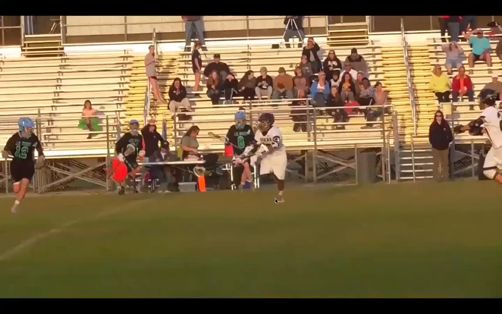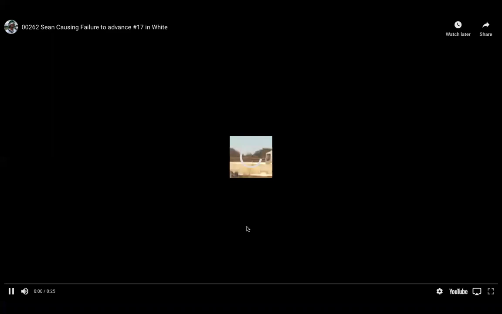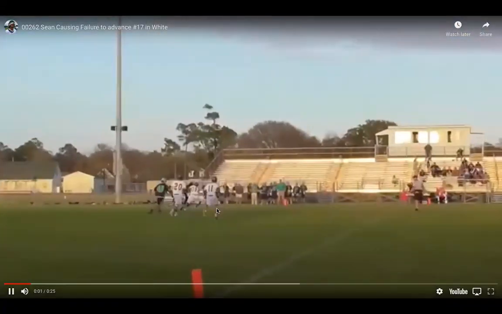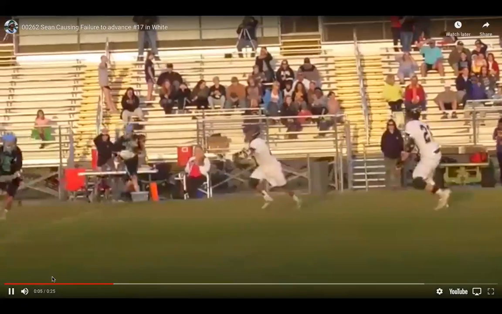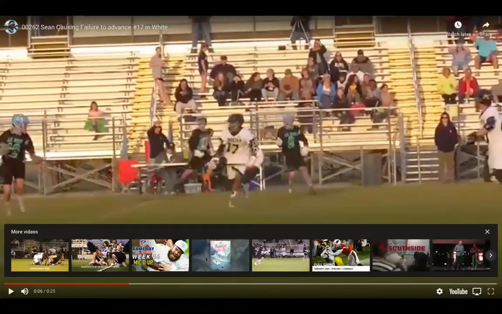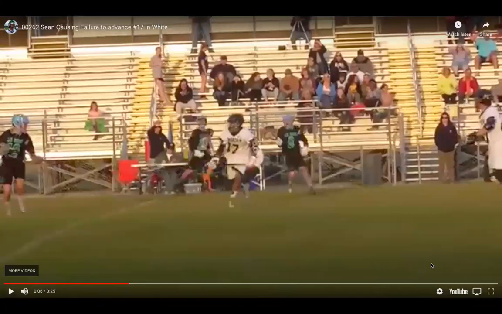Now, the other thing in this one is you will see that the player, once he crosses midfield and the 10-second count begins, goes back across midfield. That is not an over and back. Remember, in order to be an over and back call, all counts must be satisfied. This player who possesses the ball went across midfield, the 10-second count starts, he went back across midfield, the 10-second count still continues.